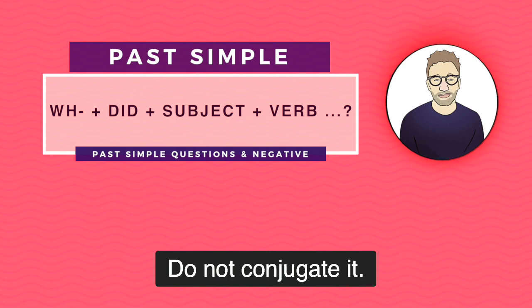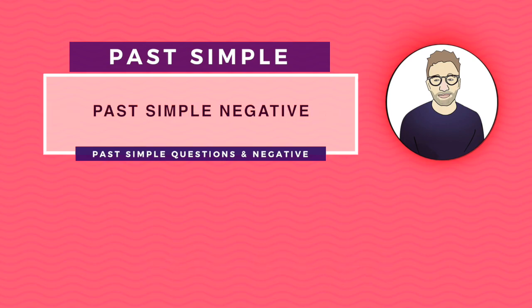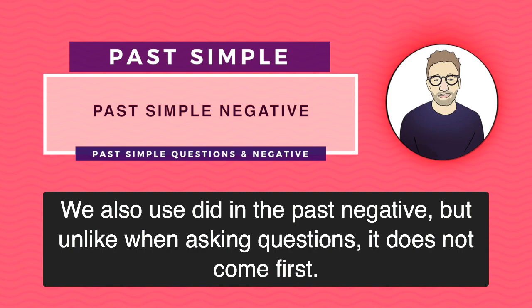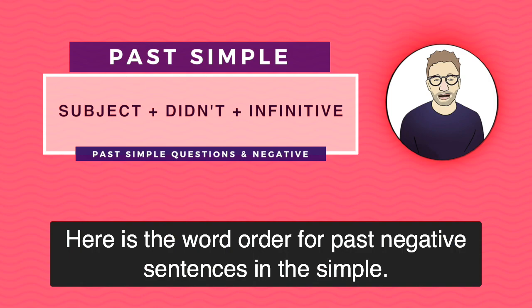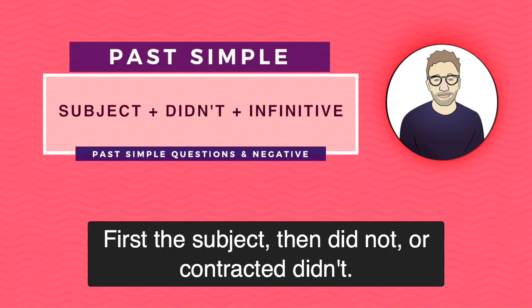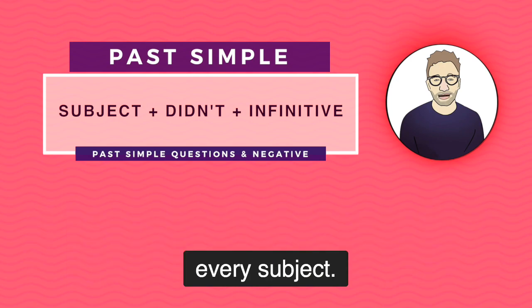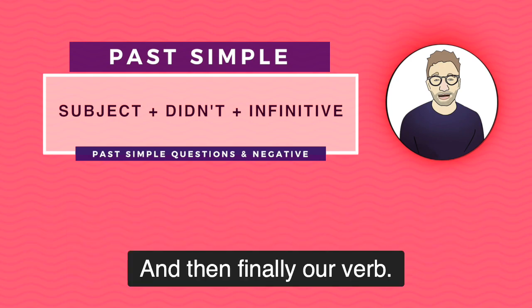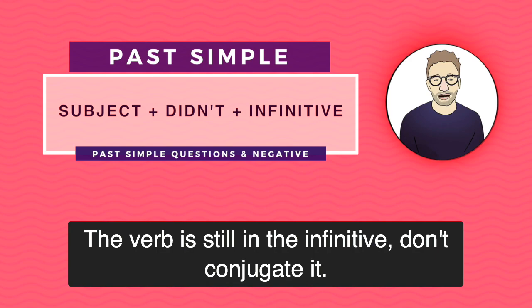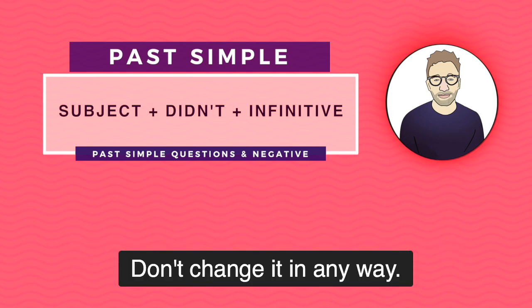Do not conjugate it. Past simple negative. We also use did in the past negative, but unlike when asking questions, it does not come first. Here is the word order for past negative sentences in the simple. First, the subject. Then did not, or contracted, didn't. So in the present, we say doesn't and don't, depending on the subject. But in the past, we use didn't for every subject. And then finally, our verb. The verb is still in the infinitive. Don't conjugate it. Don't change it in any way.